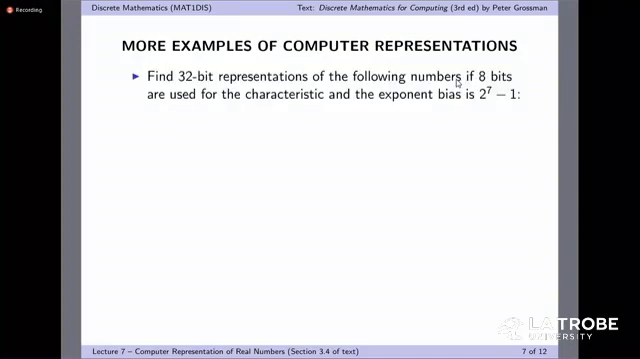So let's look at more examples. Find out the 32-bit representations of the following numbers if 8 bits are used for characteristic and exponent bias. Is this. So can you solve this question for me, please?